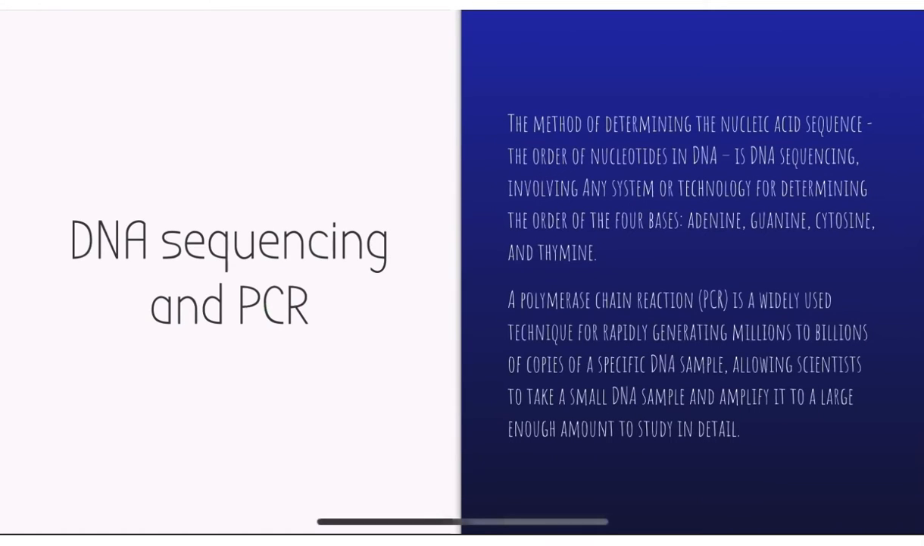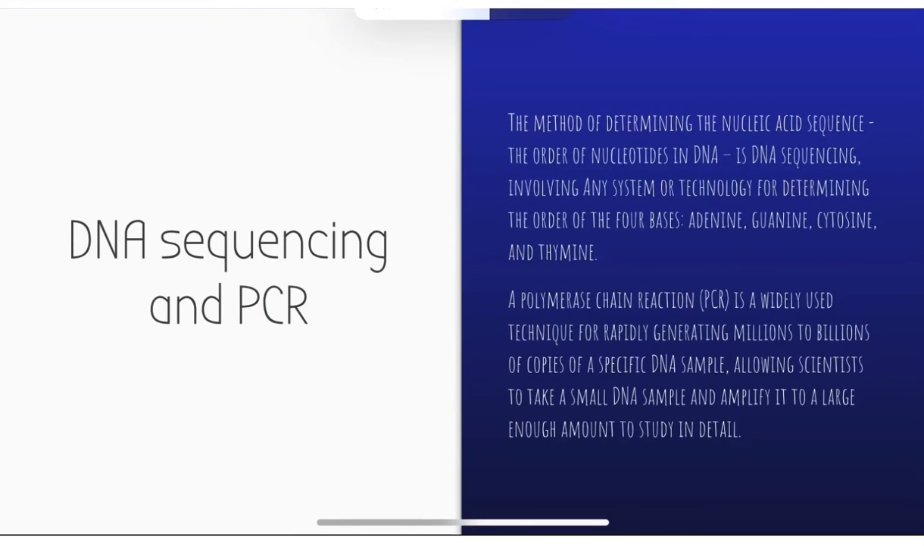For DNA sequencing and PCR, DNA sequencing is the method of determining the nucleic acid sequence, in order, of nucleotides in DNA. This involves any system or technology for determining the order of the four bases. So for the sake of the PowerPoint, A, G, C, and T.